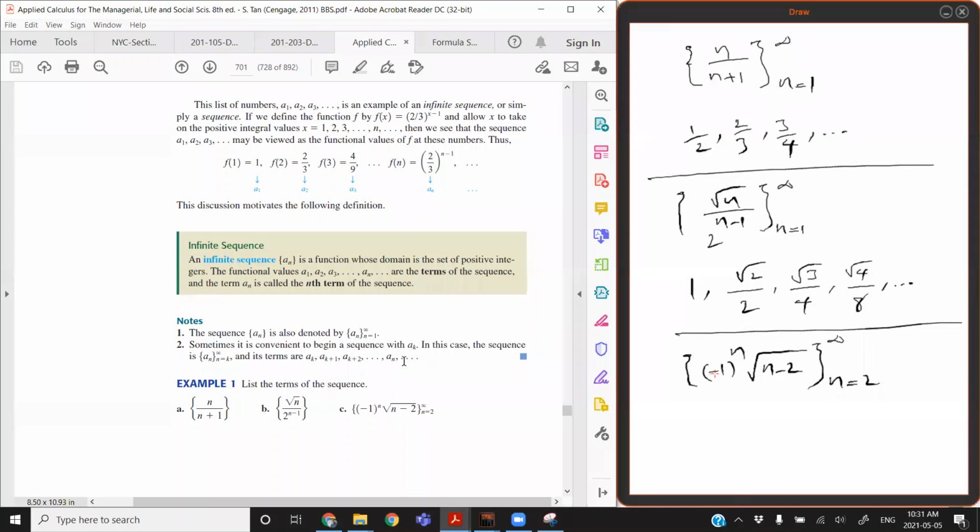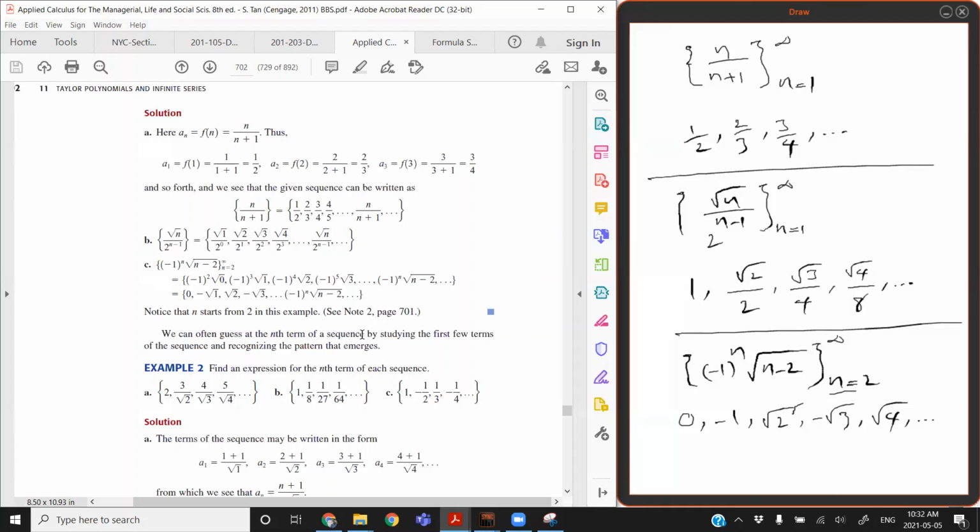If I plug in 2, the first term is -1 to the power of 2, which is 1, times root of 2 minus 2. That's going to be 0. That's the first term. Then I plug in 3. I have -1 to the power of 3, that's negative. So I get negative root 1, which is just -1. Then I plug in 4, it's going to be positive. I get positive root 2, then negative root 3, then positive root 4, and so on. So it's going to alternate between negative and positive, and then just increases under the root sign. Yeah, so here you have the answers in the book.